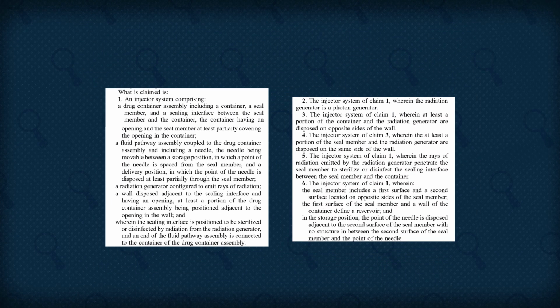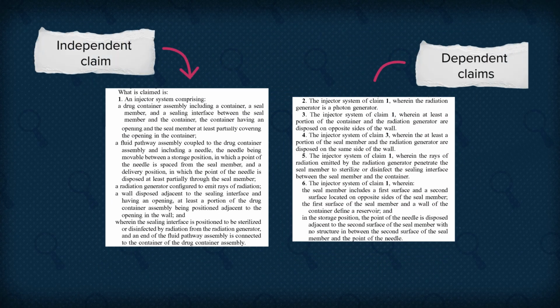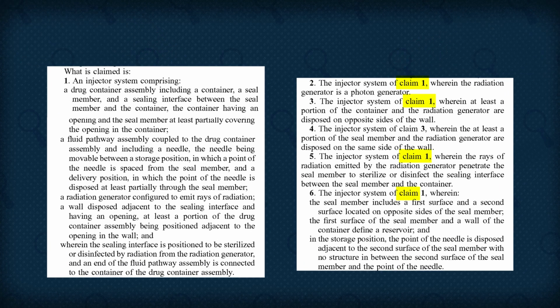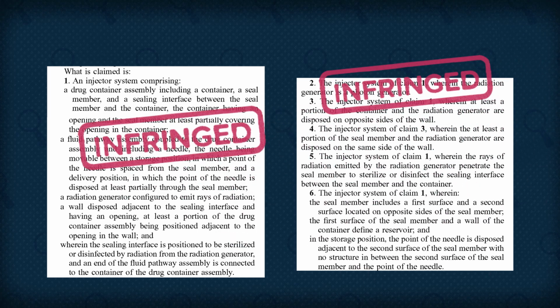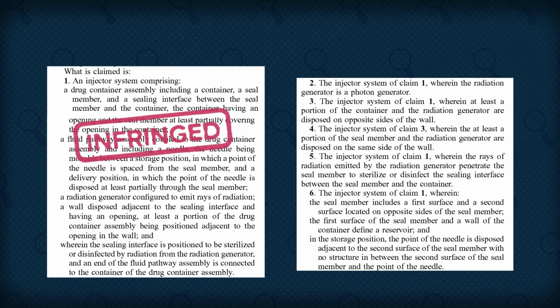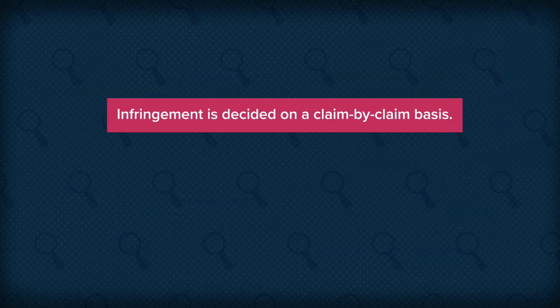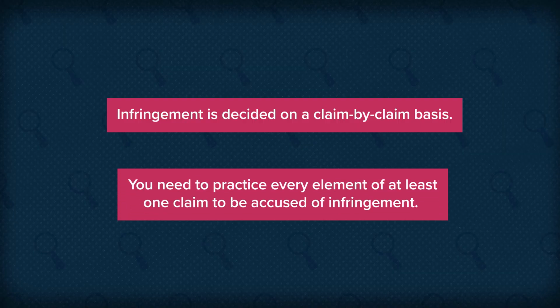You can see here that Claim 1 is an independent claim, whereas Claims 2 through 6 are dependent claims, meaning they are dependent on Claim 1. If you infringe Claim 2, you also infringe Claim 1. But if you infringe only Claim 1, that doesn't necessarily mean that you infringe the other claims. Infringement is decided on a claim-by-claim basis. So in reality, you don't really infringe a patent, you infringe a claim. You need to practice every element of at least one claim to be accused of infringement.